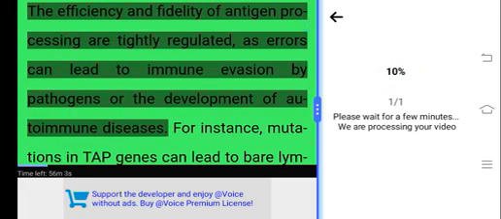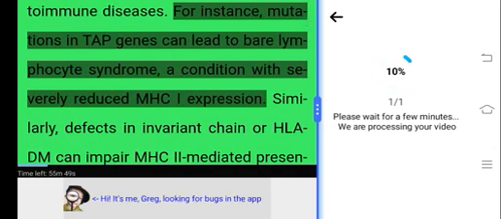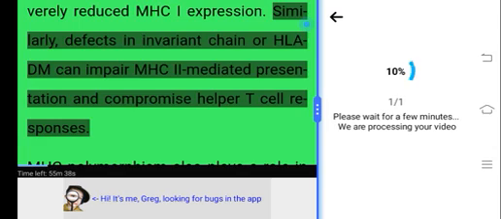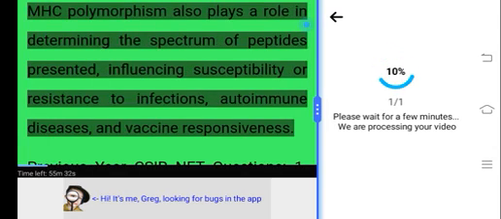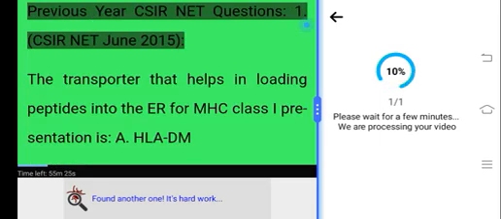The efficiency and fidelity of antigen processing are tightly regulated, as errors can lead to immune evasion by pathogens or the development of autoimmune diseases. For instance, mutations in TAP genes can lead to bare lymphocyte syndrome, a condition with severely reduced MHC I expression. Similarly, defects in invariant chain or HLA-DM can impair MHC II-mediated presentation and compromise helper T cell responses. MHC polymorphism also plays a role in determining the spectrum of peptides presented, influencing susceptibility or resistance to infections, autoimmune diseases, and vaccine responsiveness. Previous year CSIR-NET questions.